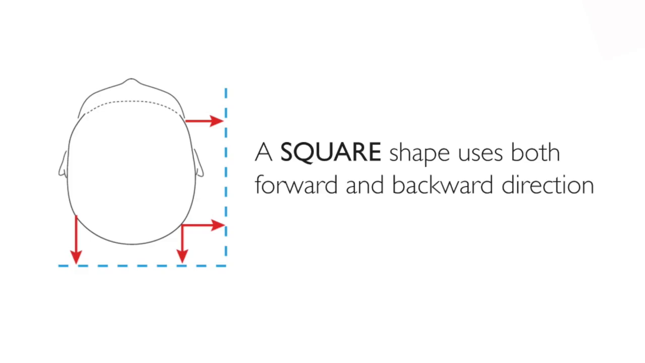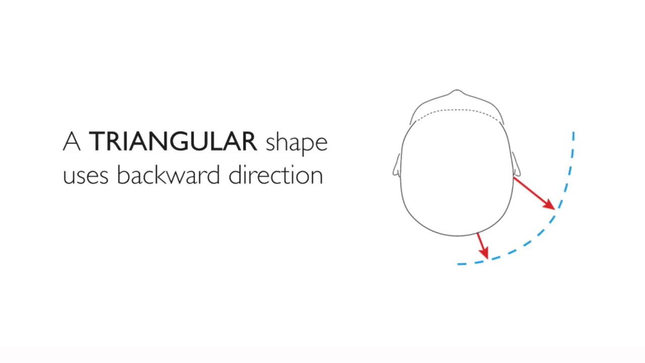A square shape, however, is going to create corners and also will not follow the natural curve of the head. Therefore, the hair has to be pulled both forward and backwards to allow corners to be developed. A triangular shape is shorter in the back and longer towards the front, so the overdirection is going to be backwards in some capacity. The more you overdirect, the more extreme the shape is going to look. The less you overdirect, the less obvious it's going to look.